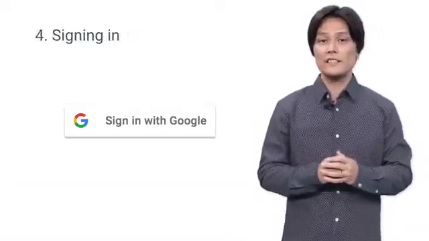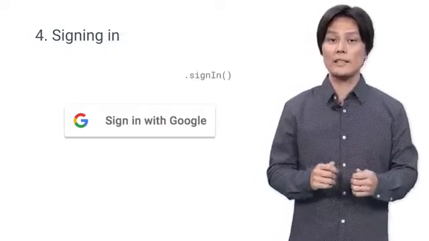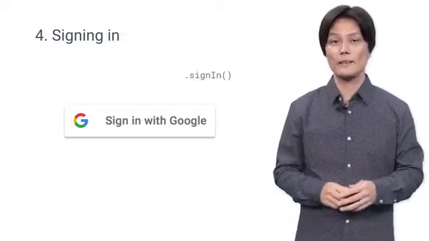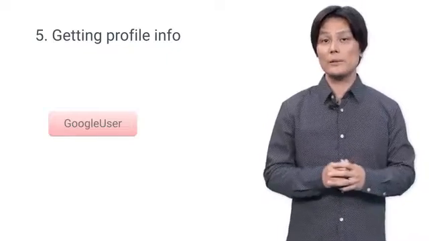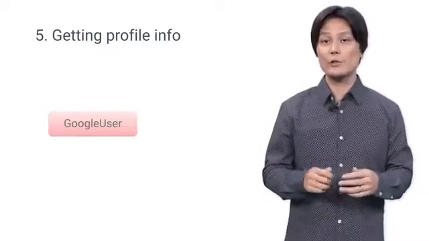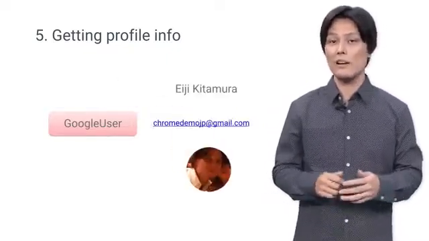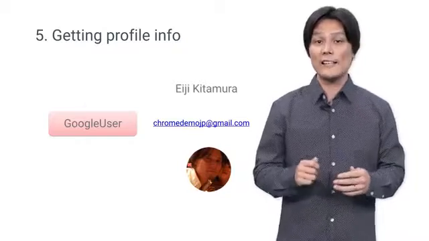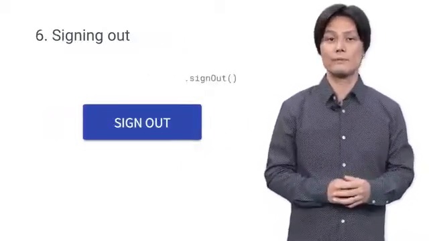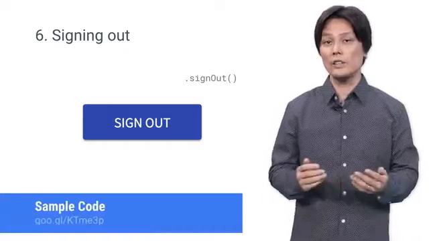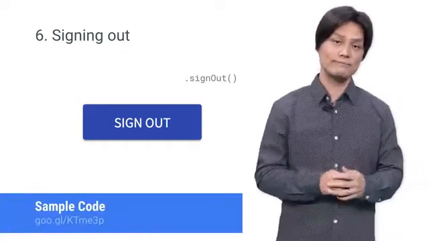Add an event listener and invoke sign-in when the button is pressed. The sign-in function returns a Google user object. Use it to get basic profile information such as username, email, and the profile image. Finally, users can sign out simply by calling sign out. Review our sample code here for a more detailed walkthrough.